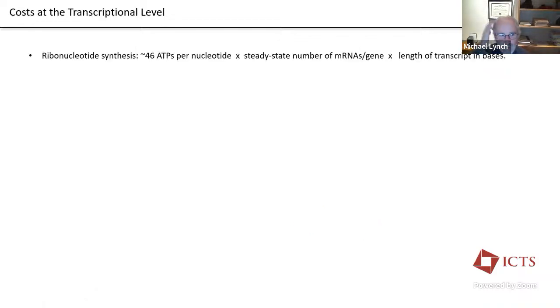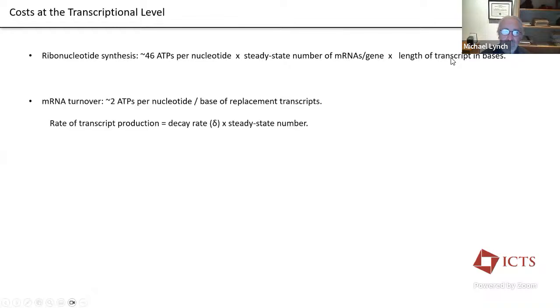Now, what about at the transcriptional level? Ribonucleotides are a little bit cheaper. Instead of 50, we use 46. We need to know the steady state number of mRNAs per gene in the cell. This is just a baseline synthesis for the mRNAs that are sitting in the cell at any one point in time. And then we multiply by the length of the transcript in bases.